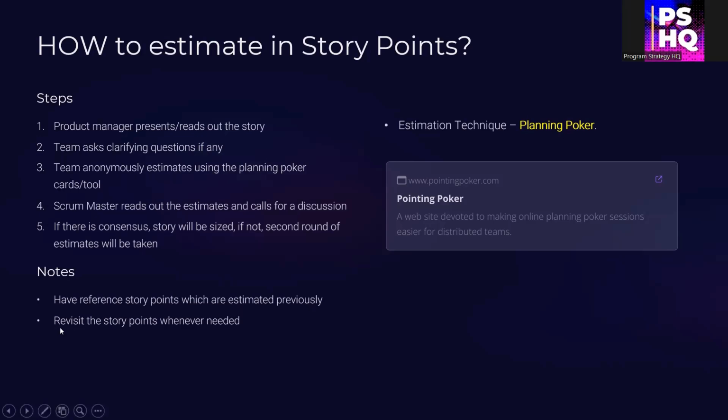Secondly, revisit the story points. If the refinement session has happened, also revisit these numbers once during the planning. There might be something new which is known. Sometimes you're estimating the story points for the entire release or the entire quarter, so during that time, occasionally revisit these. It is not that once you have estimated, it is done. It's a continuous process. Whenever required, you can revisit the estimates. This is how you estimate in story points. Hope this is clear. Let's move on to the last topic.